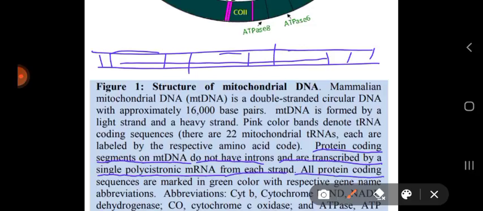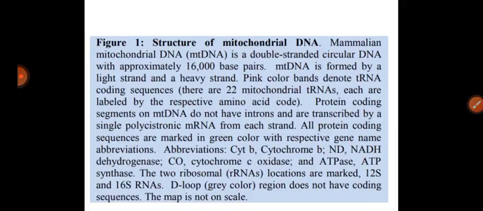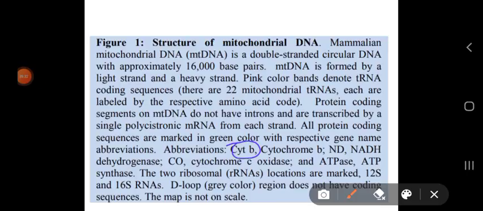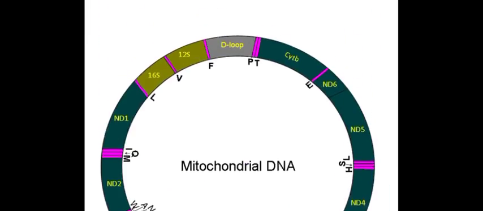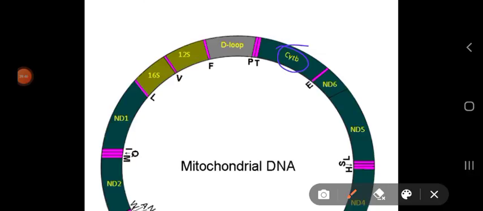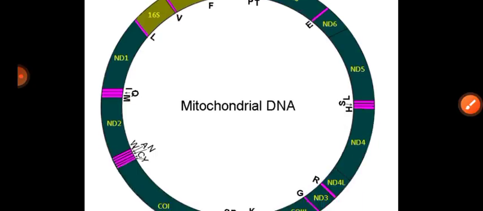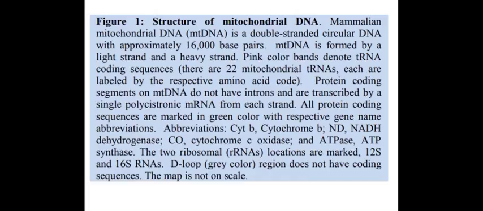All protein coding sequences are marked in green color with respective gene name abbreviations. For example, CYTB. CYTB represents that this gene of mitochondria will encode cytochrome B. As you can see, the gene found within the mitochondria encodes cytochrome B synthesis.